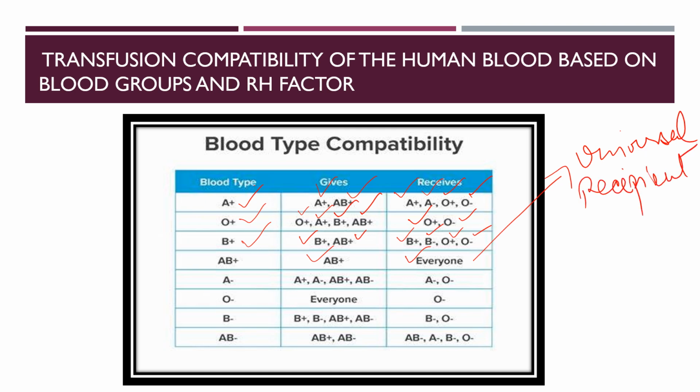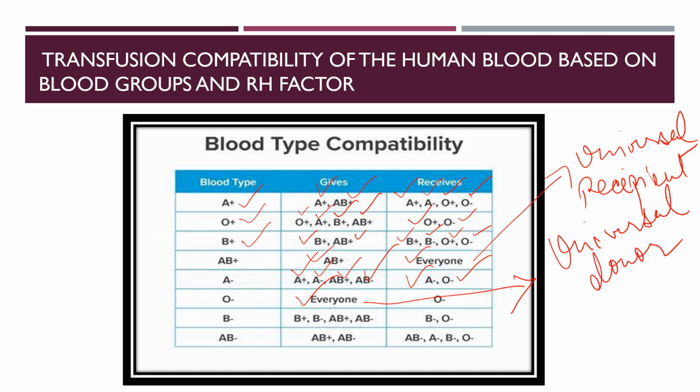Next, A negative can give blood to A positive, A negative, AB positive and AB negative, and receive blood from A negative and O negative. O negative can give blood to everyone, so it is a universal donor. O negative is a universal donor as it does not have any antigen on its surface. It will not react to any antibody, so no antibodies are produced, and it can give blood to each and every blood group, and it can receive blood only from O negative.